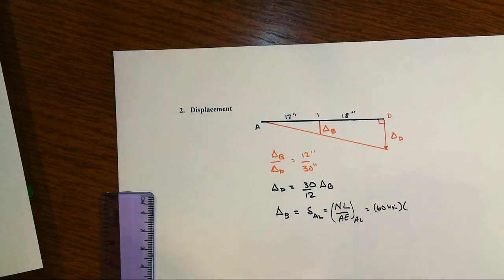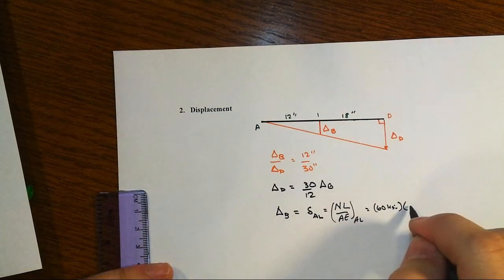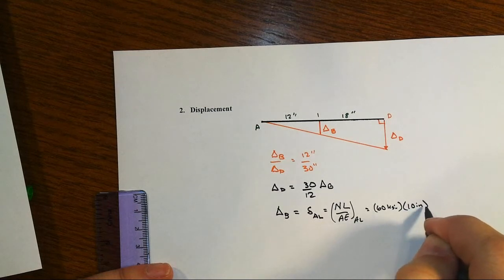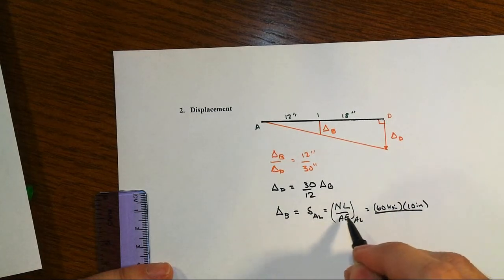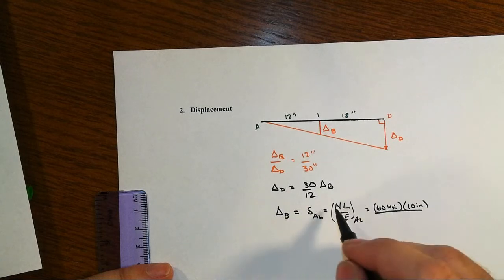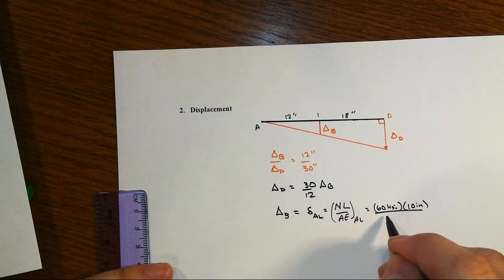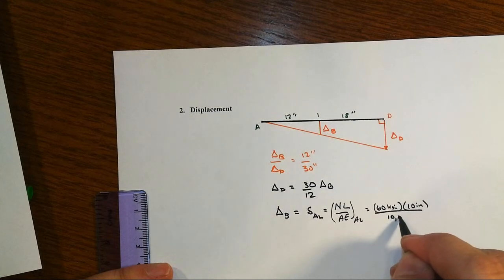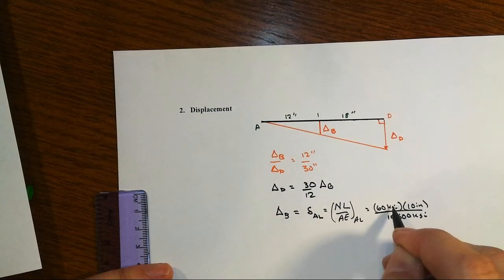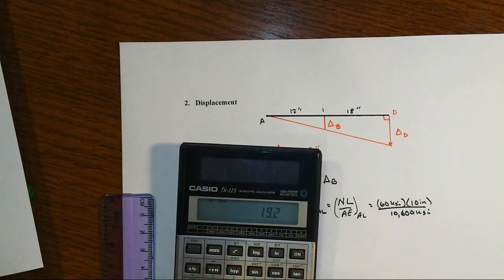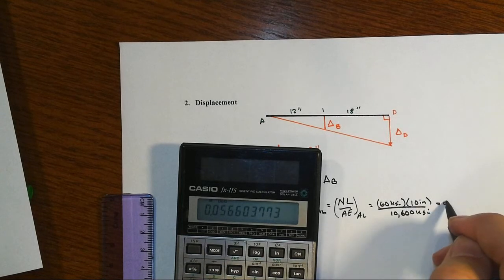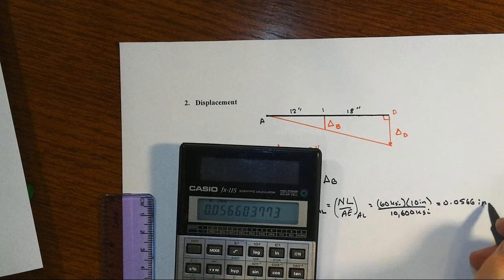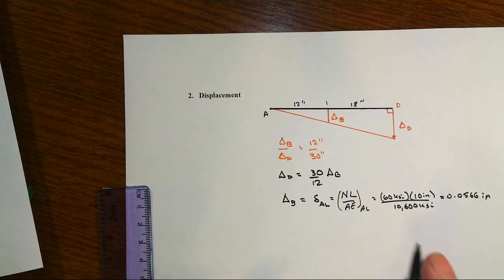The length of the rod, we're told in the second part, is 10 inches long. We already have the cross-sectional area, that's 60 KSI over the N over A, and we've got then the E, which is 10,600 KSI. KSI over KSI means we're going to get the length units as our number, and that will be equal to 0.0566 inches. Not very much at all, right?